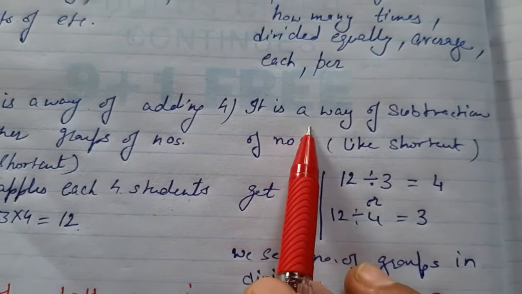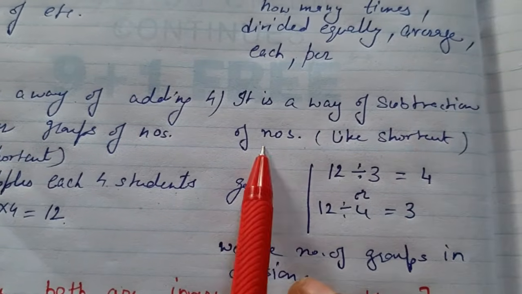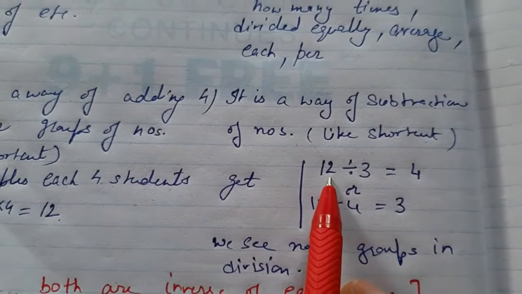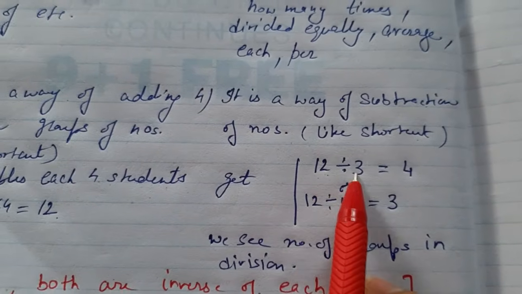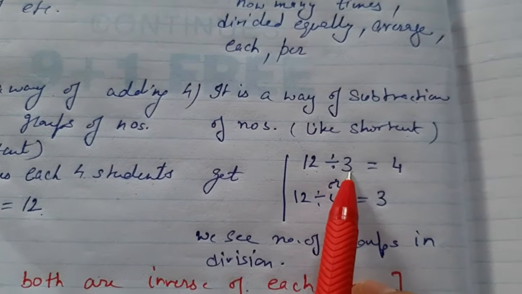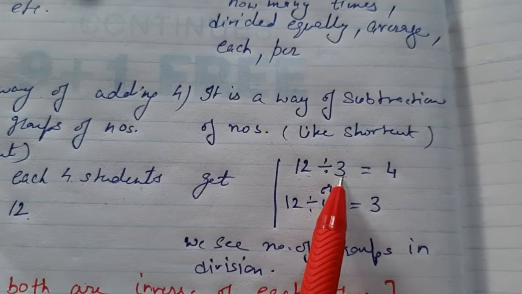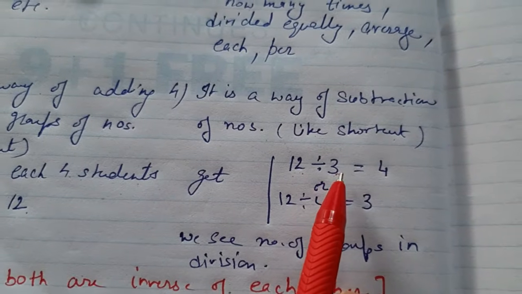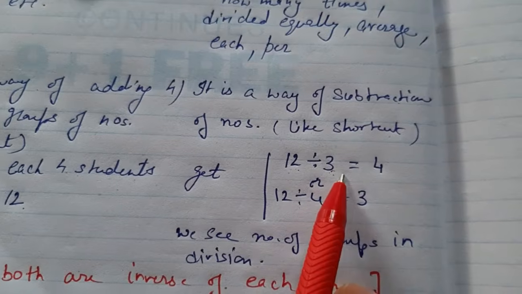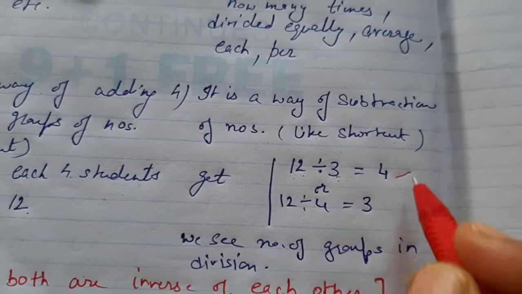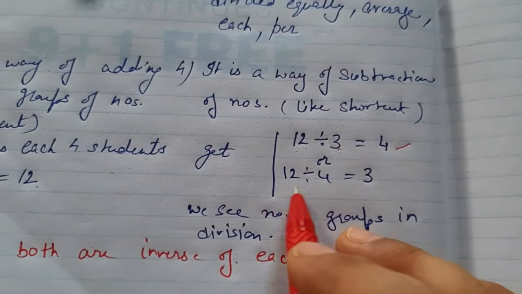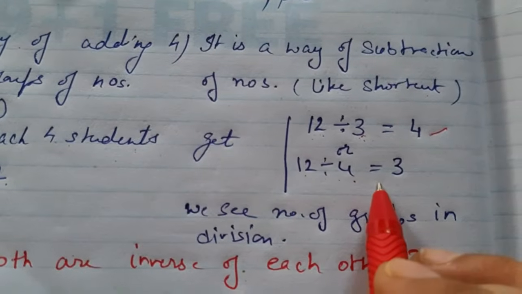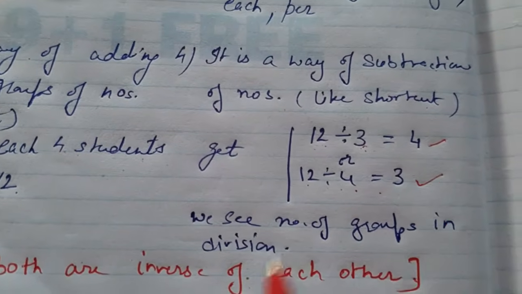And what is division? It is a way of subtraction of numbers. It is like a shortcut. Like you are given 12 apples, you want to divide them among 3 students. So what will you do? You want to find out how many apples each student will get, that is 4. Or you can do vice versa also. If you want to distribute among 4 children, then you will divide 12 by 4. Clear? Then each student will get 3 apples.